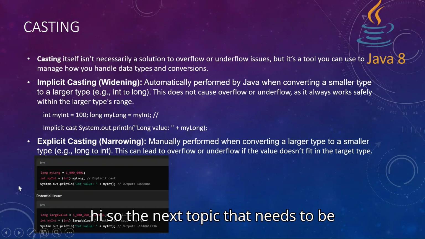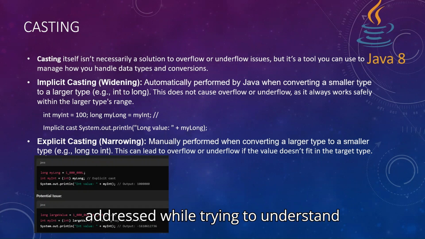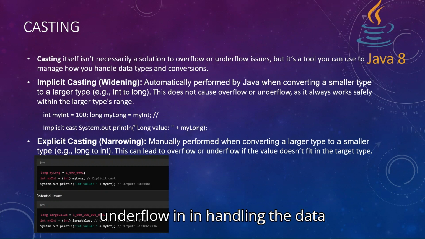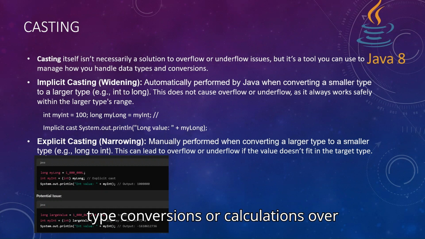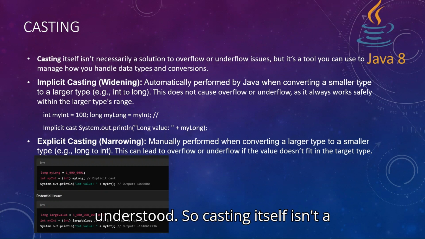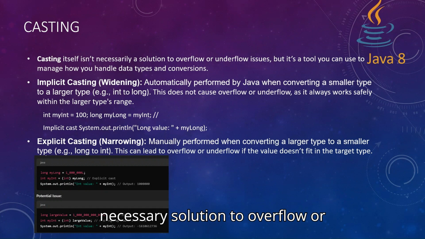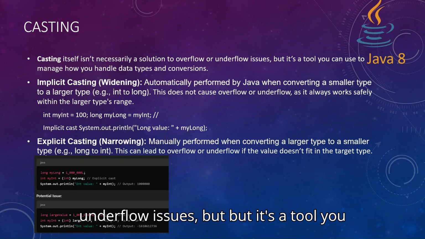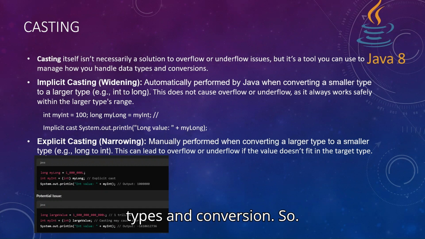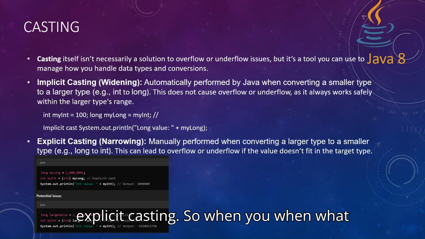Hi. So the next topic that needs to be addressed while trying to understand variables and overflow and underflow, in handling the data type conversions or calculations over the data types, is casting. Casting is an important topic that needs to be understood. Casting itself isn't a necessary solution to overflow or underflow issues, but it's a tool you can use to manage how you handle data types and conversion. So there is implicit casting and there is explicit casting.